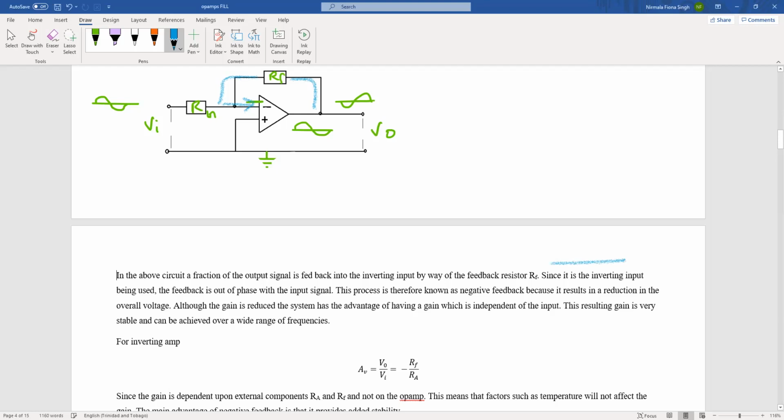Since it is the inverting input being used, the feedback is out of phase with the input signal. This process is therefore known as negative feedback because it results in a reduction in the overall voltage. Although the gain is reduced, the system has the advantage of having a gain which is independent of the input. This resultant gain is very stable and can be achieved over a wide range of frequencies. So let's see what we're talking about here.